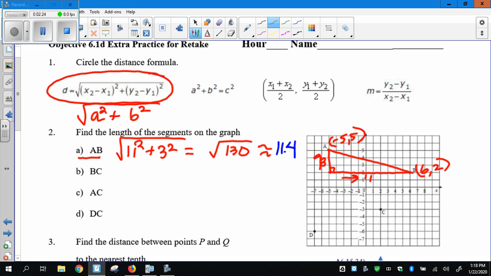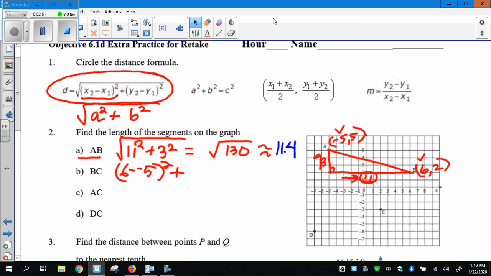And this distance down here, this 11, is actually the difference between the x-coordinates, the 6 and the negative 5. So I can get that 11 by doing 6 minus negative 5. So subtracting the x-coordinates, which is exactly what the distance formula is saying. Subtract the x-coordinates to get that. And then this distance going up here, this 3 right here, that's actually the difference between the y-coordinates, the 5 and the 2. 5 minus 2 is 3.